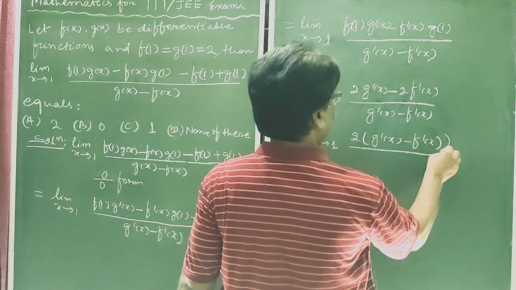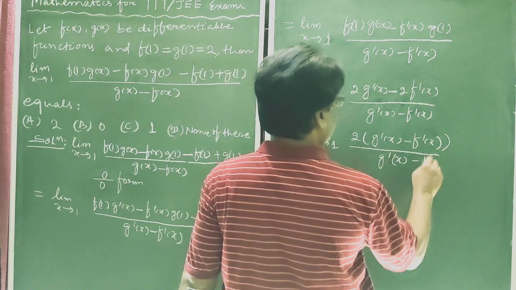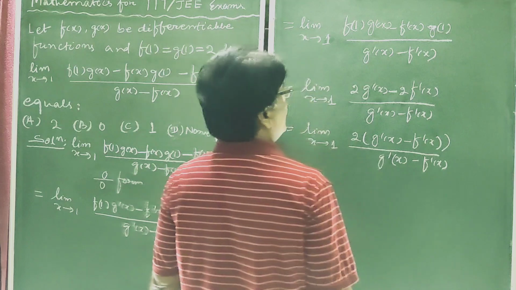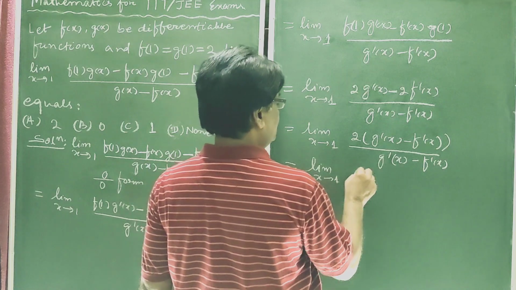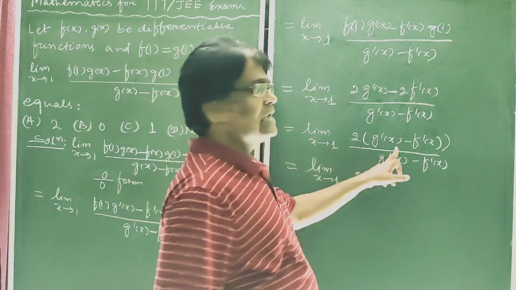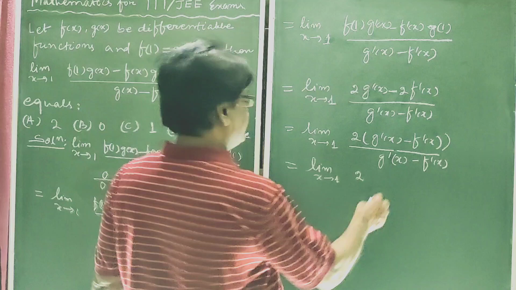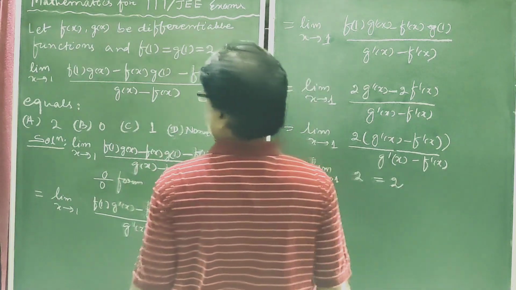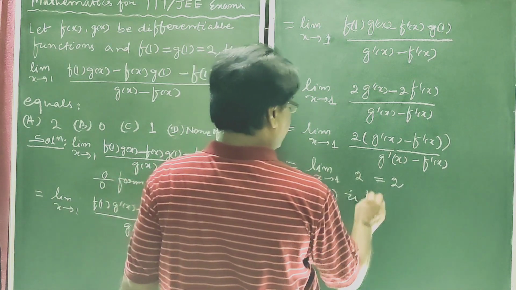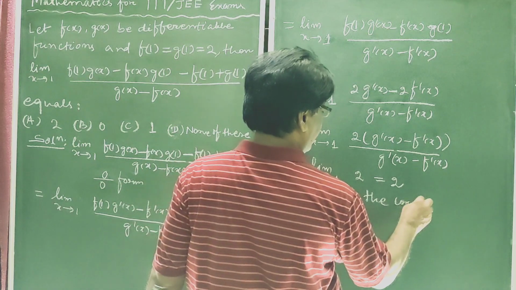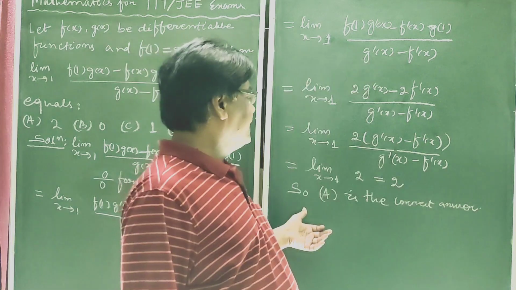Divided by g'(x) minus f'(x). So this is equal to the limit as x tends to 1 of 2, because the expression g'(x) − f'(x) cancels with g'(x) − f'(x). So this is equal to 2. So option A is the correct answer.